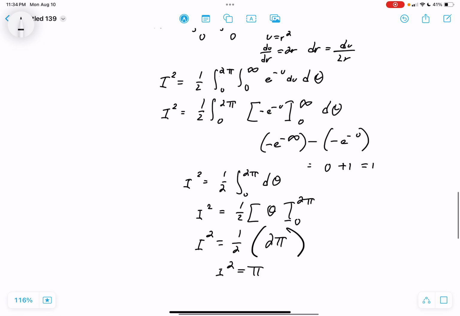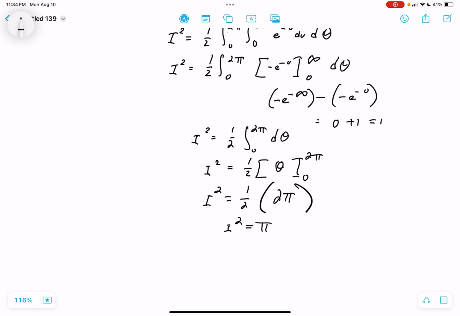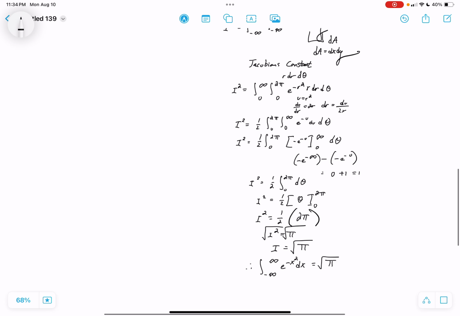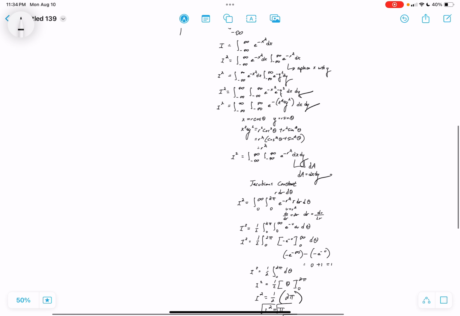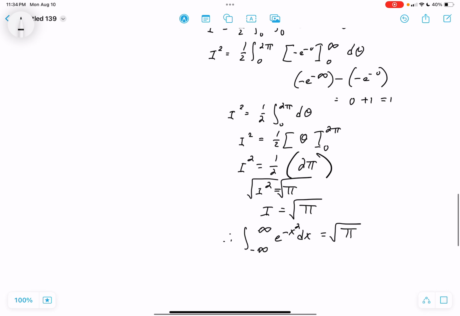Wow, we're done. But no, we are not. We set I to be the integral of e to the negative x squared dx from negative infinity to infinity. So look at how simple this is. What if I just take the square root of both sides? I get I equals the square root of pi. Bam. So therefore, the integral from negative infinity to infinity of e to the negative x squared dx equals the square root of pi. And that is arguably the most famous integral to ever exist. And it uses a very simple manipulation, and it's quite interesting that this area is exactly the square root of pi.